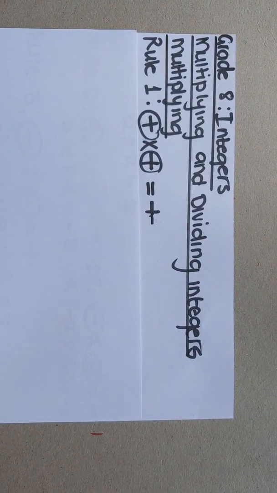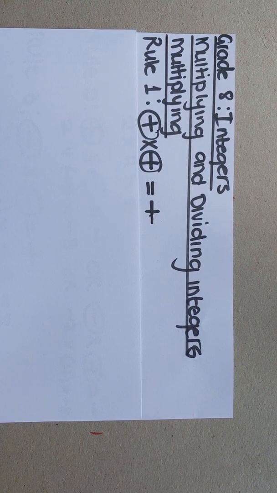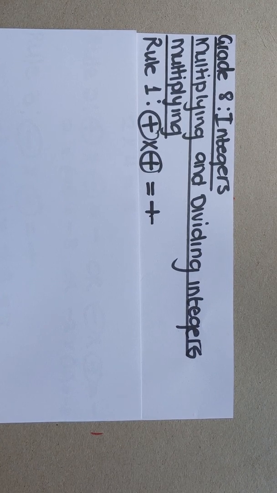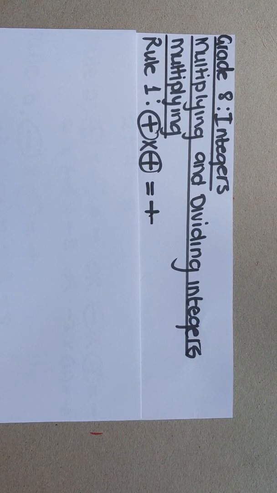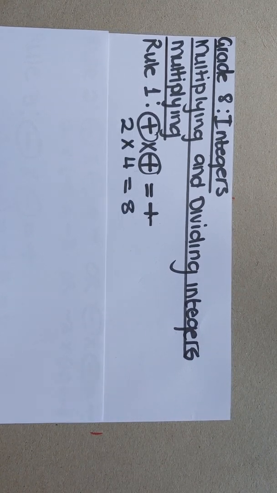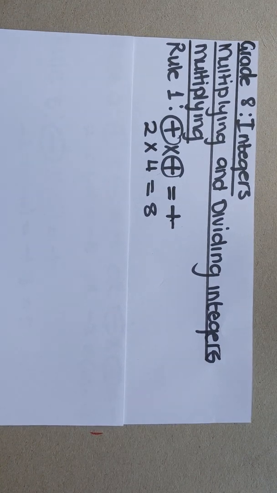Today we're going to be focusing on multiplying and dividing integers. So we're going to go through a set of rules that we need to follow when we work with integers in the multiplication and division context. Rule number 1 says when you multiply a positive and a positive, you should get a positive. To show that in an example, 2 times 4 equals 8.